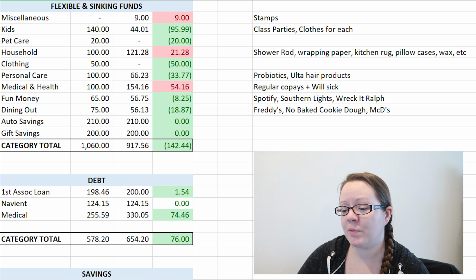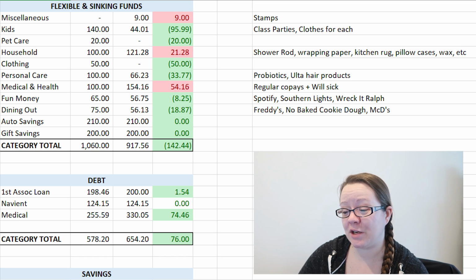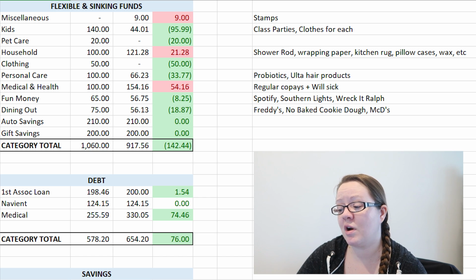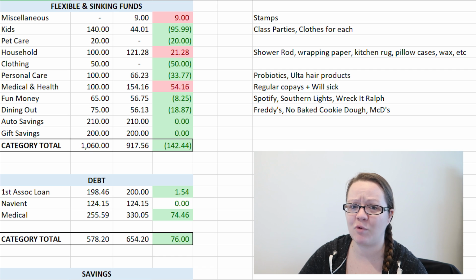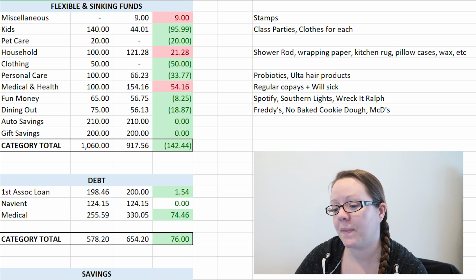Pet care, we budgeted $20, we didn't spend anything. January, I think we're gonna need pet supplies for our hamster. Household, we budgeted $100, we went over by $21.28. Some of the expenses in that category this month included a new shower rod, ours broke in our master bathroom, wrapping paper, a new kitchen rug, some pillowcases for our bed, and then almost every month I buy a few things of wax melts from Walmart or Meijer, less than $10 worth. But I melt wax in my warmers every single day.